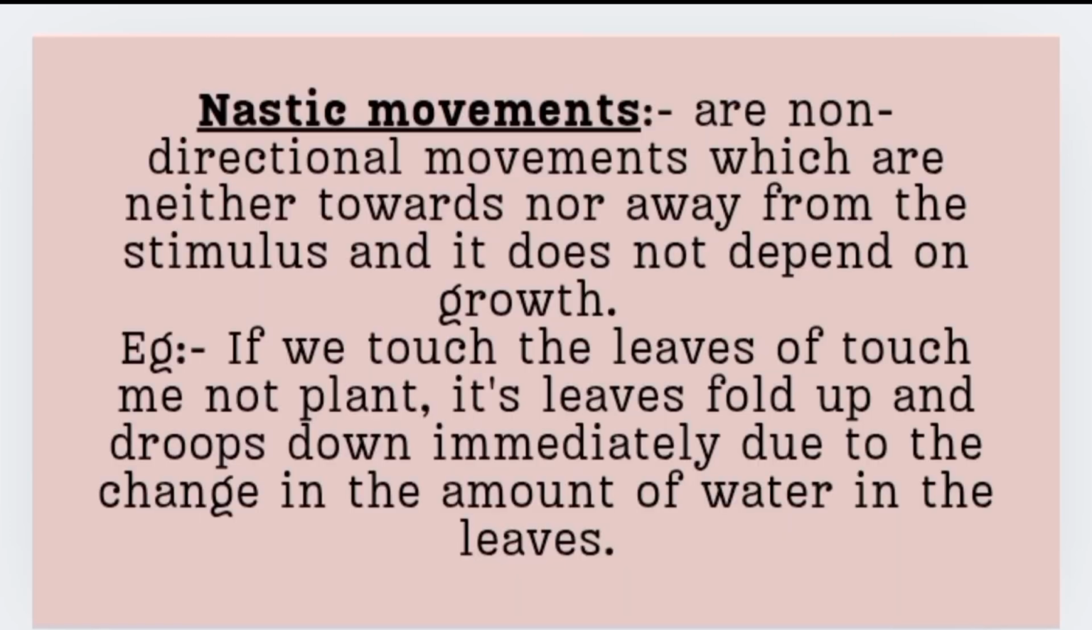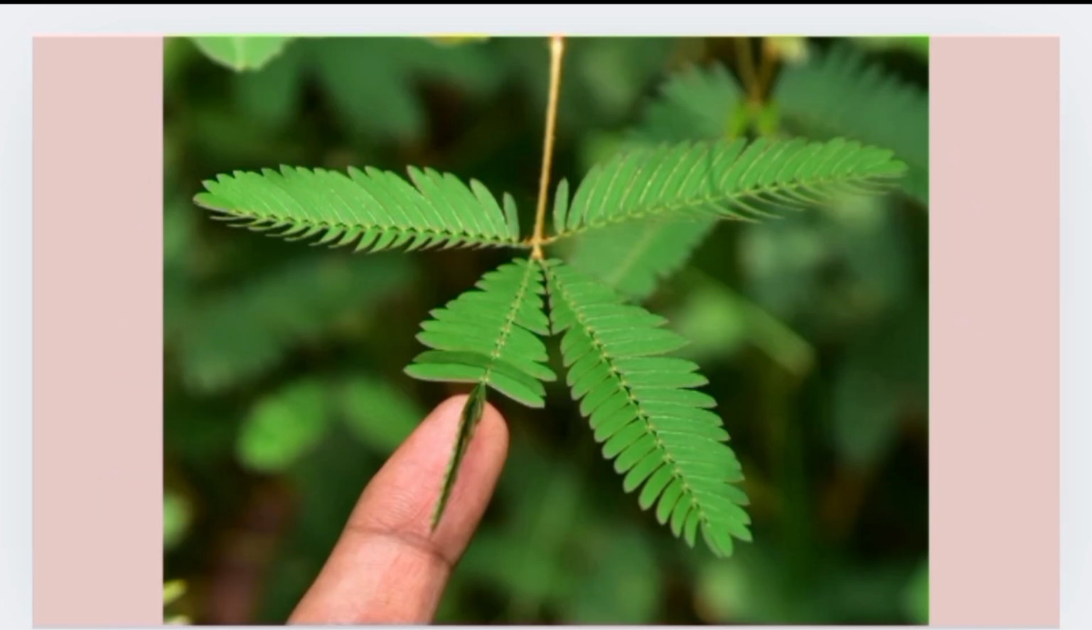And the next one is nastic movements. Nastic movements are non-directional movements which are neither towards nor away from the stimulus, and it does not depend on growth. Example, if we touch the leaves of the touch-me-not plant, its leaves fold up and droop down immediately due to the change in the amount of water in the leaves. Here you can see the touch-me-not plant.